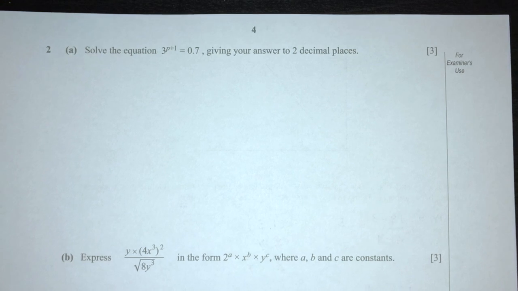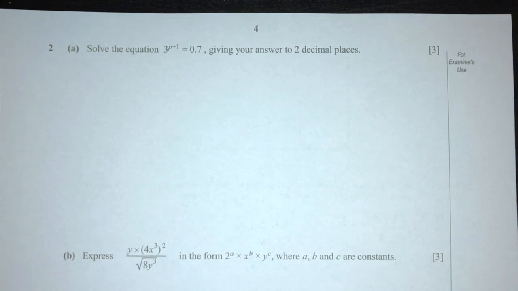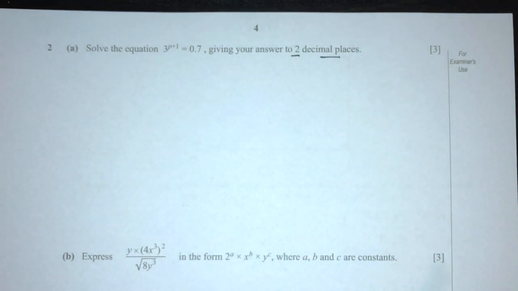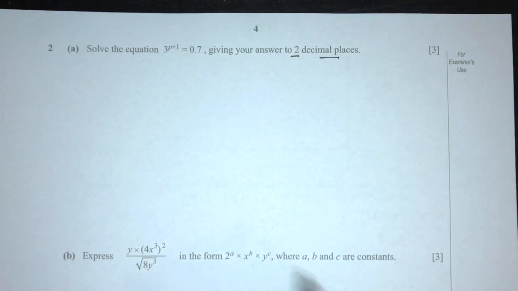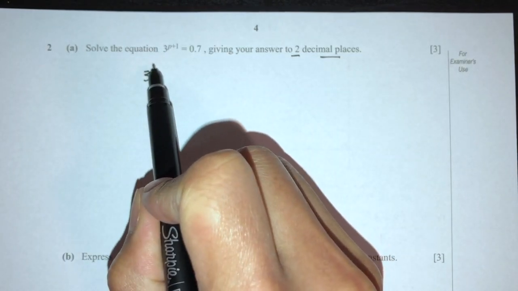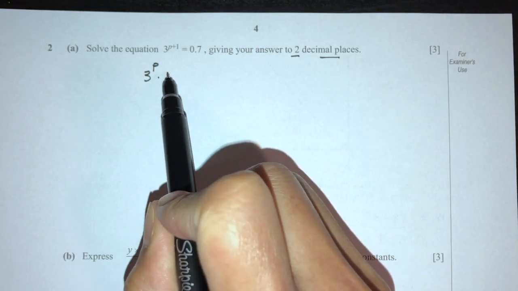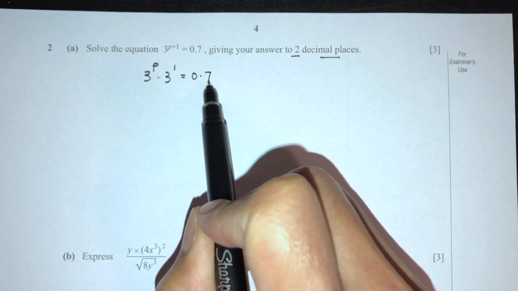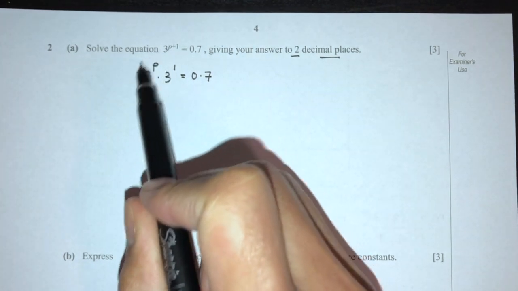Let's move on to question number 2. So here we have to solve the equation, giving your answer to 2 decimal places. So let's see how we can solve this, of course one by one. So we have p plus 1 times 3 power p equal to 0.7. Now let's make p become the subject of formula.